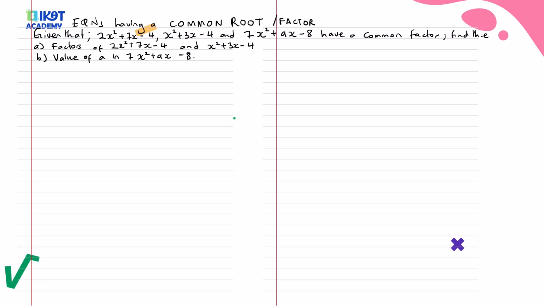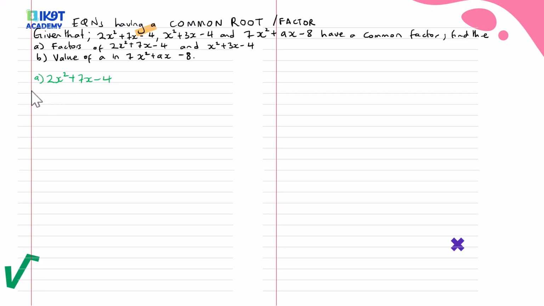Okay, now we are looking at questions having a common root or a common factor. Here you see this question: given that 2x squared plus 7x minus 4 and this have a common factor, find. Part A is telling us to find the factors of this and this. So the question is asking us to find factors. We have 2x squared plus 7x minus 4. Let's start with this one and find its factors.